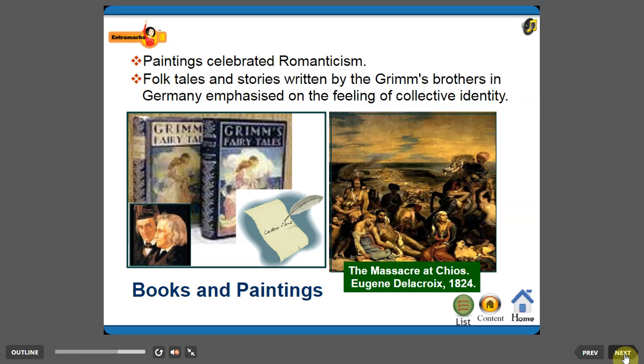Famous paintings were also created to create the feeling of nationalism, or you can say patriotism. Like in this you can see a famous painting which is showing a massacre at the island of Chios, in which around 20,000 Greeks were killed by the Turks, but through this painting they tried to create a feeling of pride and nationalism among people. Same way, folk tales and stories written by the Grimm brothers in Germany also emphasized the feelings of collective identity.